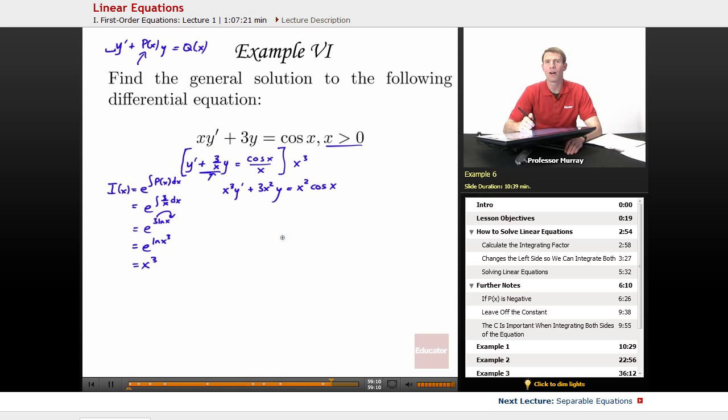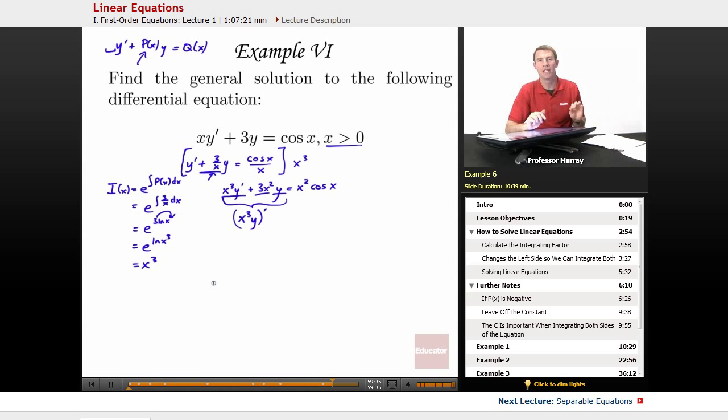Now, the point of using that integrating factor is that the left-hand side is supposed to look like a derivative. In this case, it looks like the derivative of x cubed times y. The reason for that is because if you expanded out the derivative of x cubed times y using the product rule, you get x cubed times the derivative of the y plus y times the derivative of x cubed. So it really does check there.